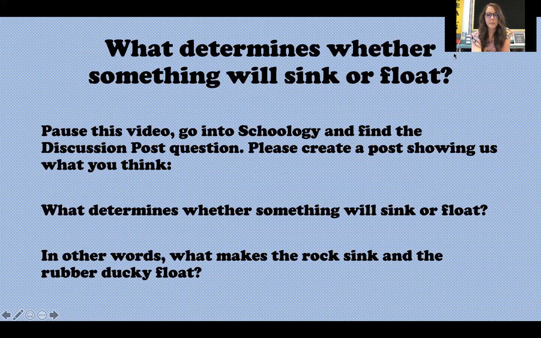So what determines whether something will sink or float? So what you're going to do in just a second, you're going to pause this video, go back into Schoology and find the discussion post question and create a post telling us what you think. So what do you think determines whether something will sink or float? Or in other words, what makes the rock sink, like we just saw in the picture, and what makes the rubber ducky float? Okay, so pause the video, go ahead and do that, and then come back. All right, see you in a second.